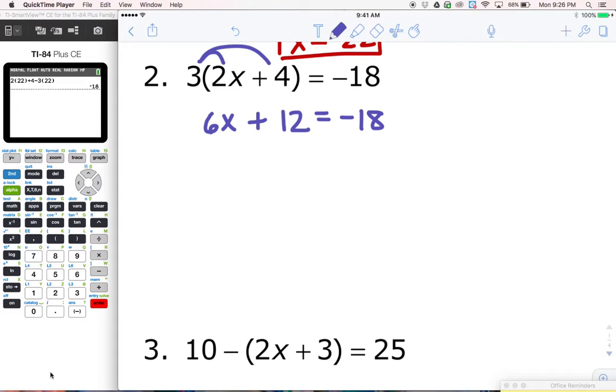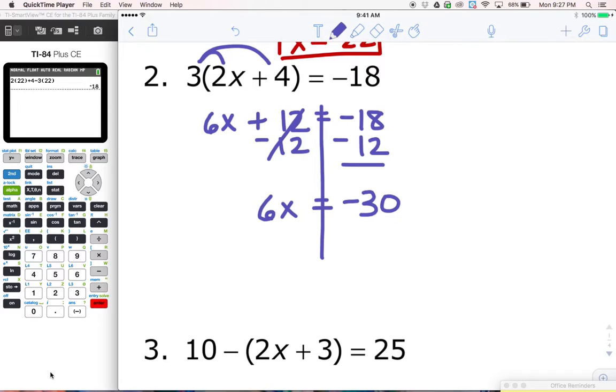Okay, well this is great. This is what we're used to. So I'm going to save the 6 for the last thing. I'm going to get rid of this 12 first. I'm going to subtract 12 because 12 minus 12 is 0. Do it to both sides. Now I've got 6x is equal to, let's see, we get negative 30. Next we're going to divide both sides by 6, and I'm left with x is equal to negative 5.